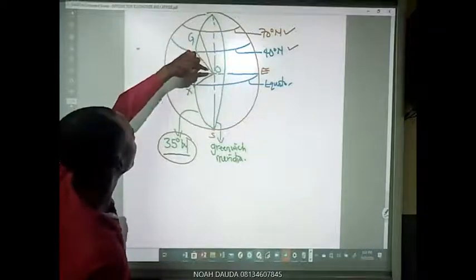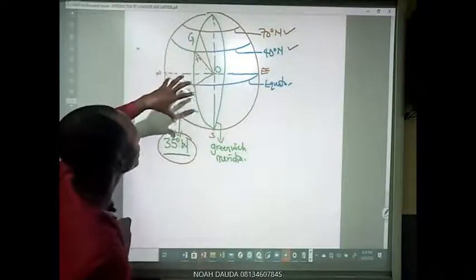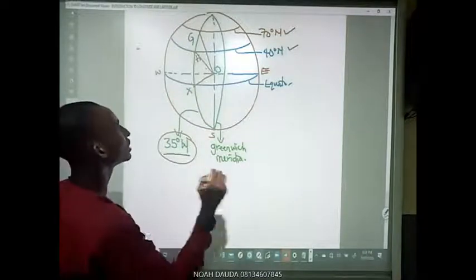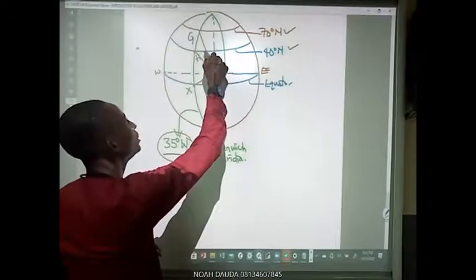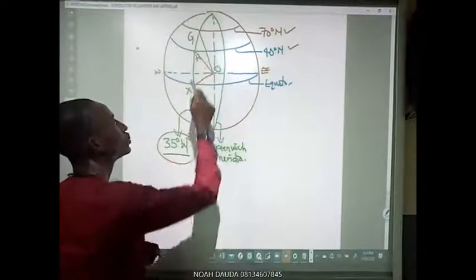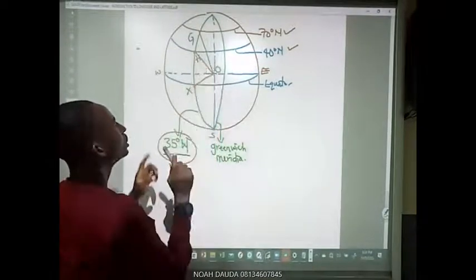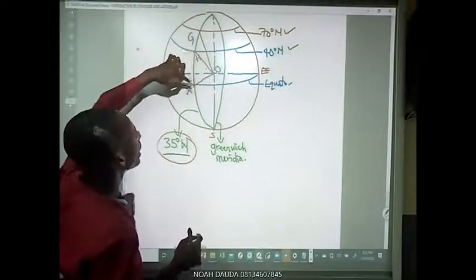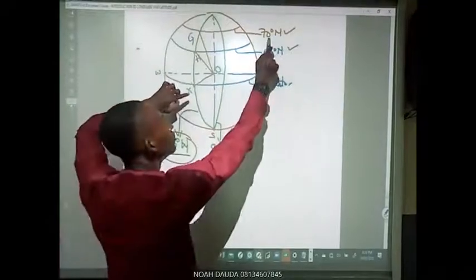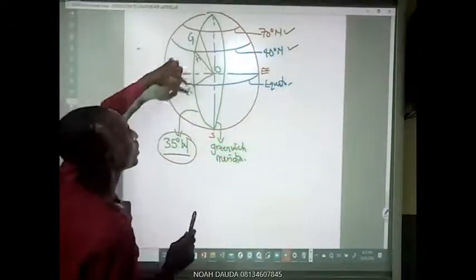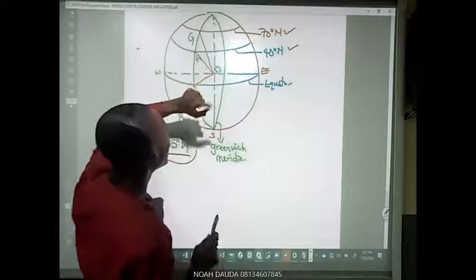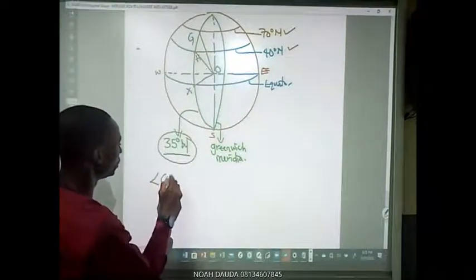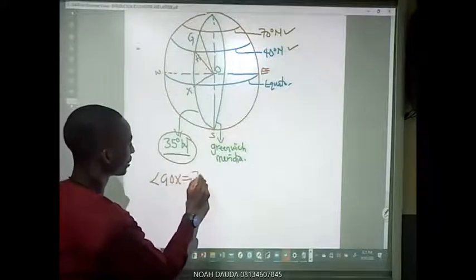we have OGH and we have OHX, but in this kind of scenario, all you have to determine is the angle between G and H. To determine the angle between G and H, do not forget that the angle in between G, O, S and the origin is 70 degree north. G, O, S is 70 degree north. Now if angle G, O, S is 70 degree north, you can indicate that angle GOX is equal to 70 degree.